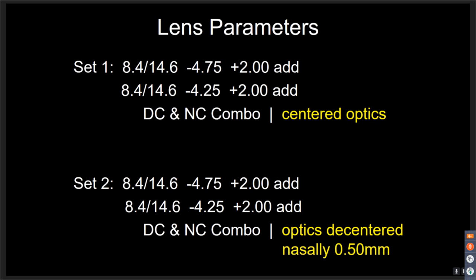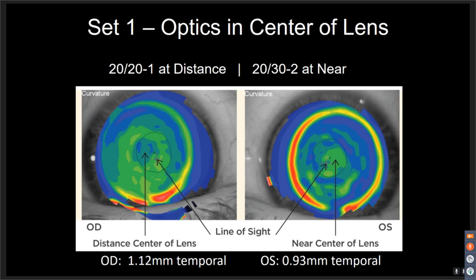The first one had the center optics, and it's the same exact design. The second one had optics that were nasally decentered. Okay, this is an over topography. If you look closely, you can see where the line of sight is pointing to a little gray plus sign. That's the patient's line of sight. You can see how the centration with that lens is off-centered. So the lens is reasonably centered on the eye. It's just that the line of sight is decentered.